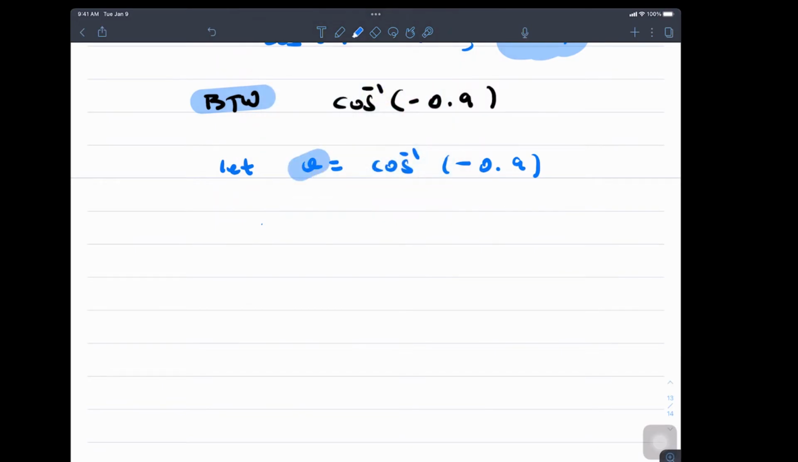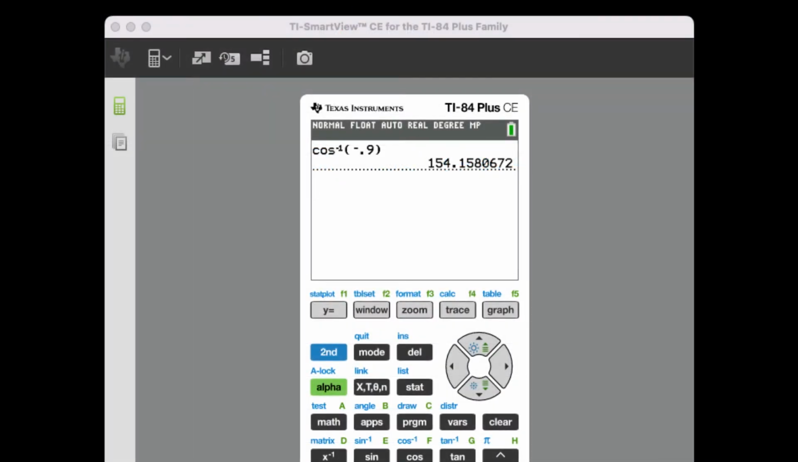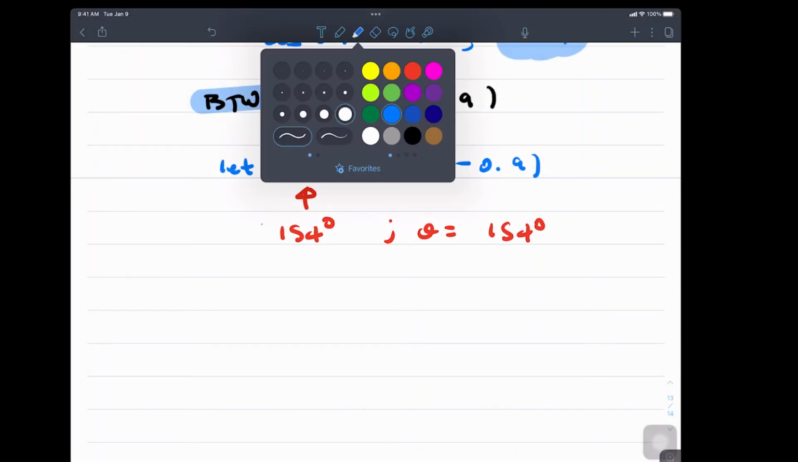Okay? Now, what is theta going to be here? What does it say? 100. Let's go to the nearest whole number. You guys okay with that? Let's keep our life simple. This is 154 degrees. So theta is 154 degrees, ladies and gentlemen.